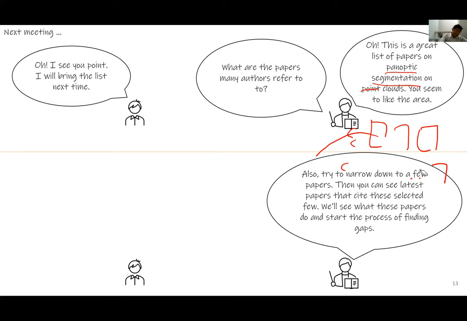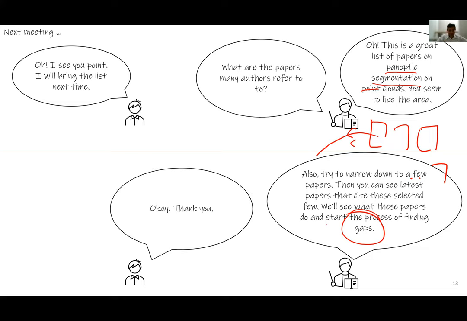Also try to narrow down to a few papers. Then you can see the latest papers that cite these selected few. We see what these papers do and start the process of finding gaps. So he says, okay, then we will start the process of finding gaps in the area. Okay, thank you. So that's the end of the conversation.